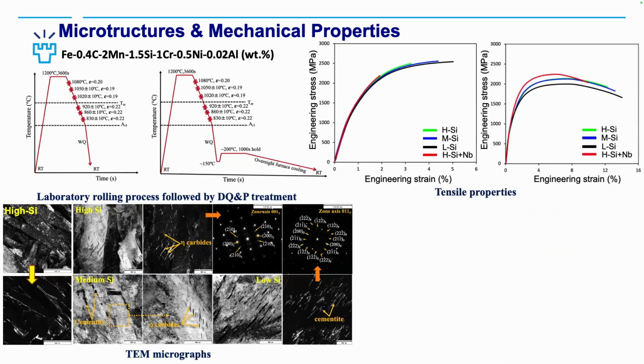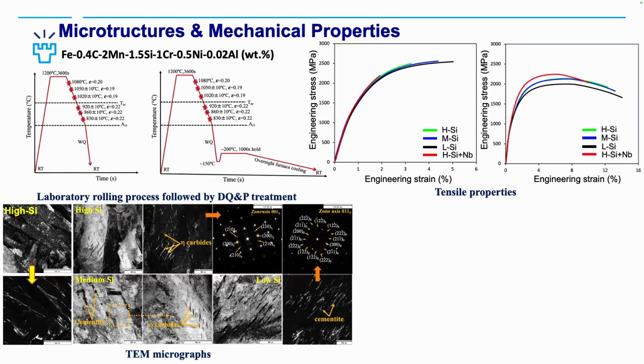Now let's have a look at the mechanical properties. As I mentioned, we have chosen 3 different steels with different silicon alloying content and one with niobium addition. This red one is showing the niobium addition steel, which showed the better UTS together with reasonable ductility. This better UTS maybe comes from the pinning effect of niobium during the recrystallization controlled rolling.